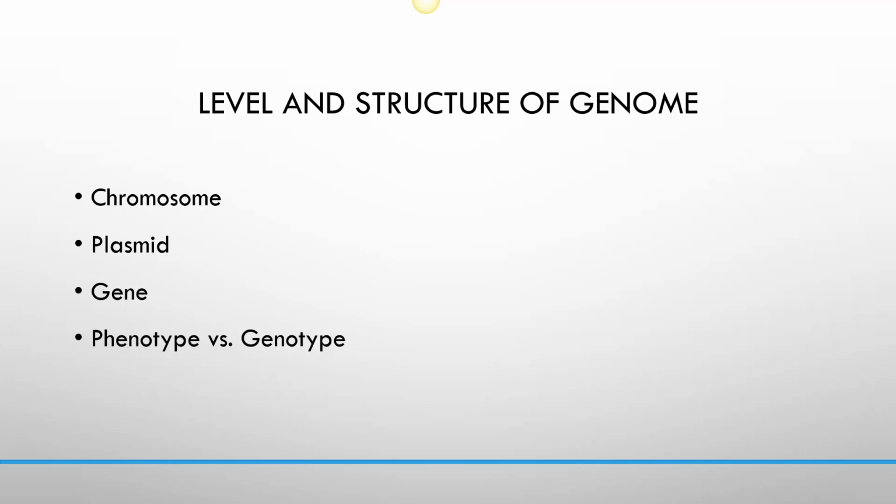Phenotype versus genotype. Phenotype is the physical characteristic that is expressed by the microorganism, while genotype would be the genes that are present in the genome of the microorganism. So if I can give you an example, let's talk about a resistant type of bacteria. Let's say malaria, the Plasmodium parasite, has become resistant to pyrimethamine, which is one of the drugs that's used to treat malaria.